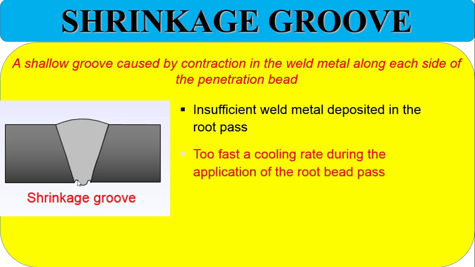Second, too fast a cooling rate during the application of the root bead pass. That's what I discussed now. When you are doing welding, if the cooling rate is too fast, it means your travel speed is very fast. That's why the cooling rate is fast, and that's why the root bead will become shrunk. Third, poor welding technique. If the technique is very bad, definitely you get defects. This term, poor welding technique, is applicable for all types of defect. You have to remember that one. So you understand the shrinkage groove.